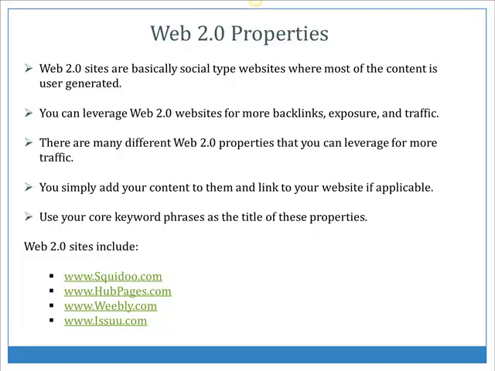Web 2.0 sites include things like Squidoo.com, which is a great place, gets picked up in Google very quick, where you create a Squidoo lens. Hubpages.com, Weebly.com, Issuu.com. These are some good Web 2.0 properties that you can check into and use to generate traffic. Remember, it's user generated. You're generating the content. Make sure you read the rules.